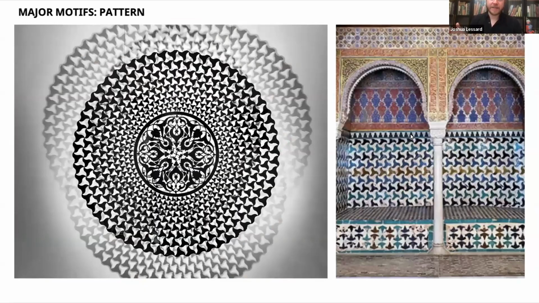Now to break down some of these major motifs in pattern, right? We have on the left side here one of the pieces in the show. This is called Flight of a Thousand Birds. And on the right, we have a photo of the tile installation in the bath portion of the Alhambra.